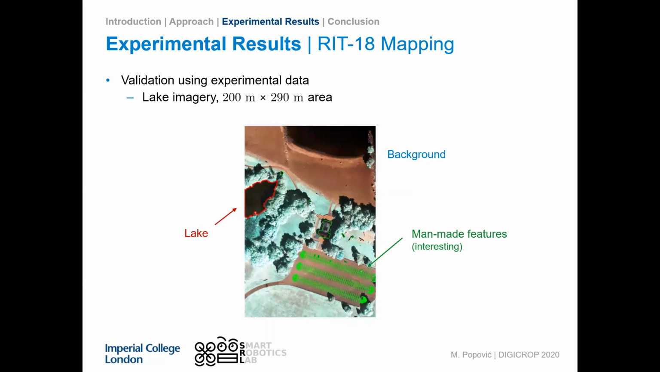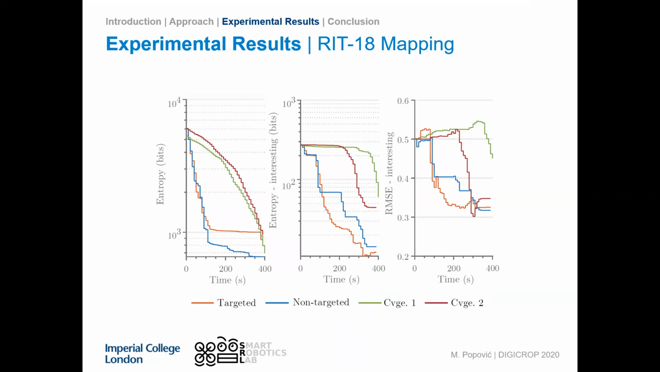To demonstrate system integration, the approach was applied to map a publicly available dataset called RIT18. We considered 3 different classes in the dataset for mapping and defined the class of man-made features shown in green as being interesting for a targeted exploration case where online adaptive replanning is necessary. In the experiments, we compared targeted and non-targeted variants of our approach against 2 complete coverage patterns. These plots show how map uncertainty and error evolve over time.